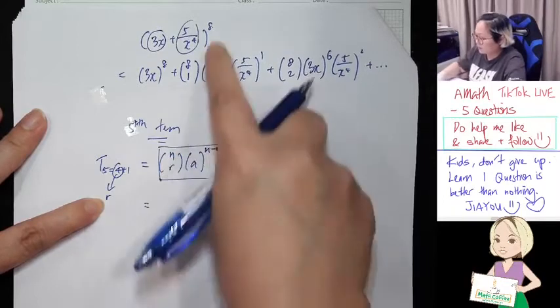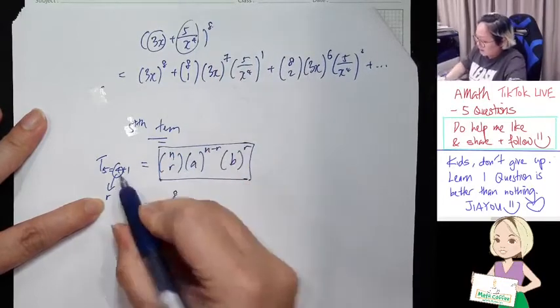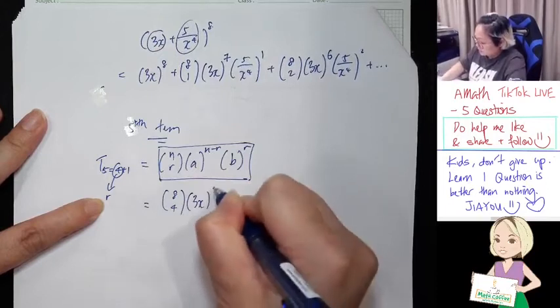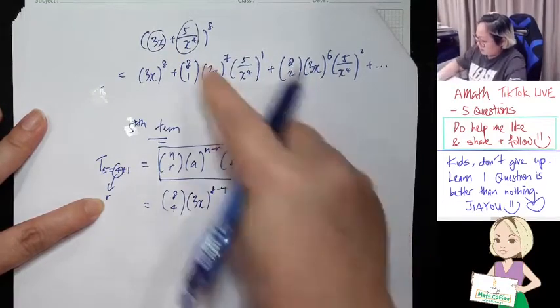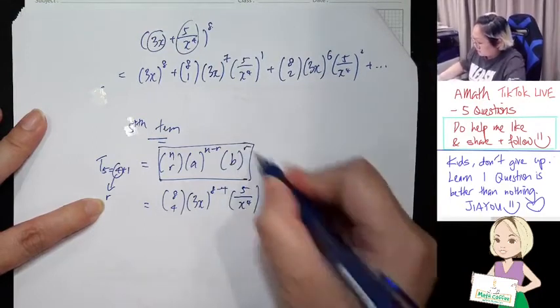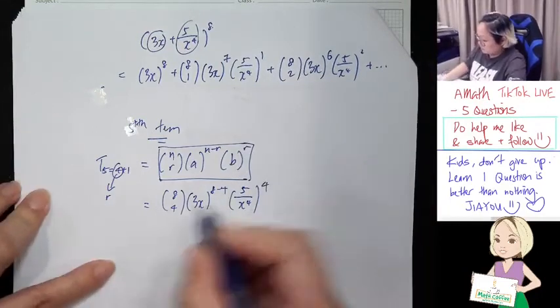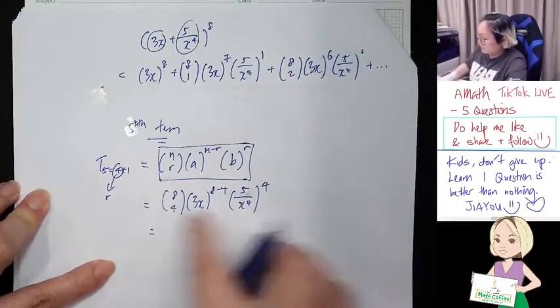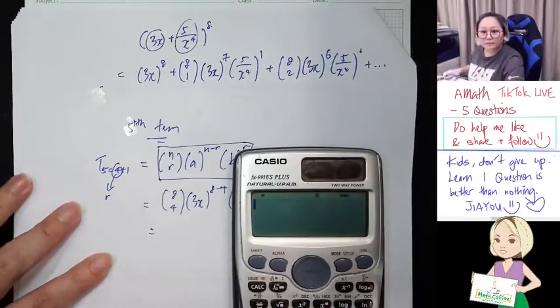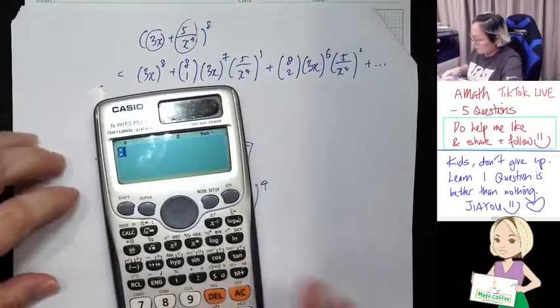My N is the power 8 here. My R is 4. My A is 3x, to the power of 8 minus 4. My B is 5 over x^4. And then after that, my R will be 4. Then of course, this one, everything press the calculator. So this 8 choose 4 means 8C4, right? 8C4.